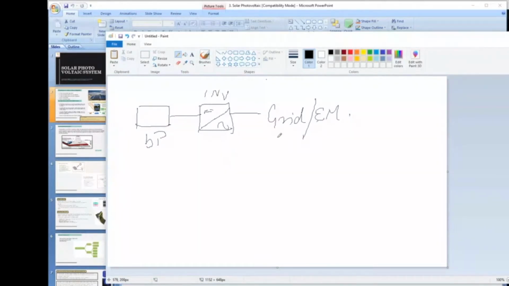So we are tying it with the grid, but this has a disadvantage. Whenever there is no supply from the grid, this inverter will be switched off.